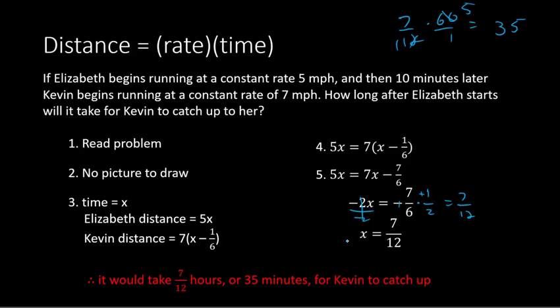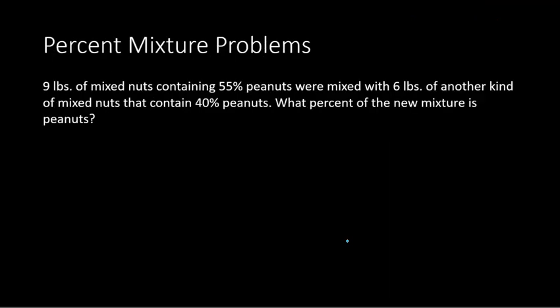Now, switching gears again, we are going to talk about percent mixture problems. So in this example, we're dealing with different types of nuts. We're trying to make some sort of mixture of peanuts. Here we have 9 pounds of mixed nuts containing 55% peanuts, and they were mixed with 6 pounds of another kind of mixed nuts that contain 40% peanuts. And the question is, what percent of the new mixture is peanuts?